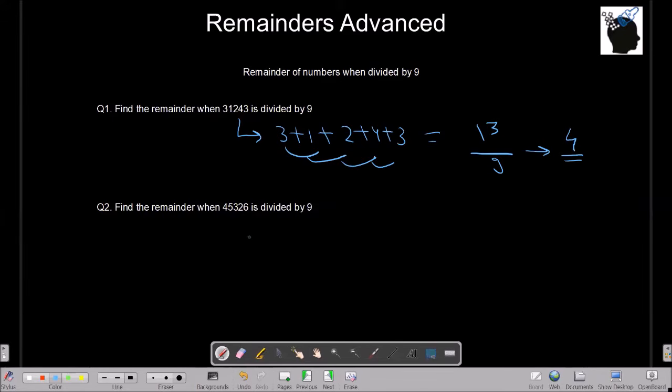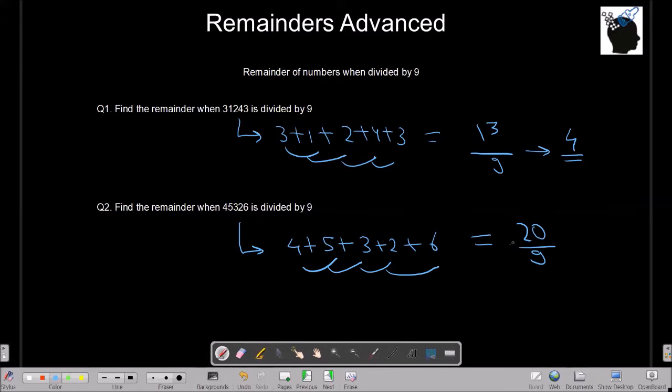Let's try the second one. You have to find the remainder when 45326 is divided by 9. Let's add all the digits. So we'll have 4 plus 5 plus 3 plus 2 plus 6, which is nothing but 9 plus 3 is 12, 12 plus 2 is 14, and 14 plus 6 is 20. So 20 divided by 9. So 45326 when divided by 9 will give us the same remainder as 20 divided by 9, which is nothing but 2.